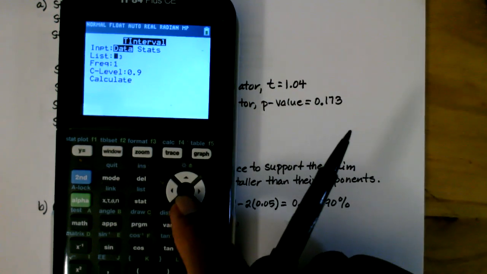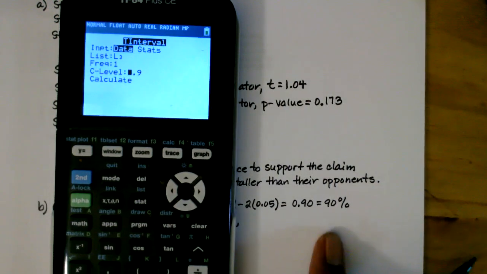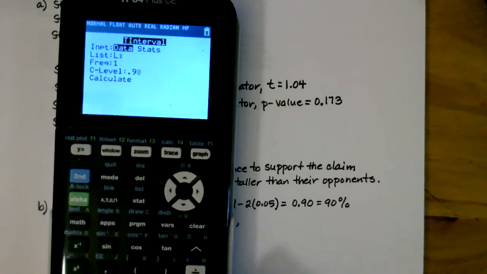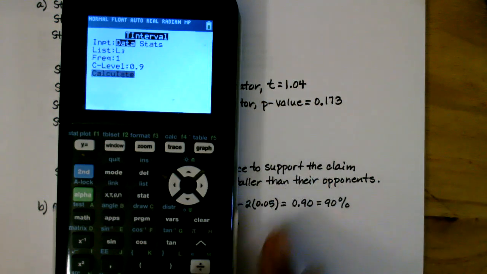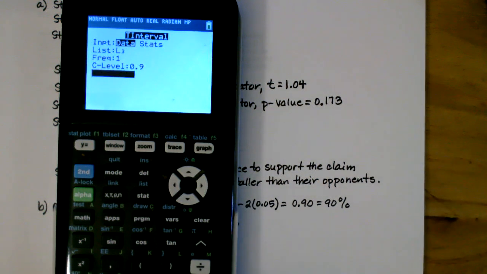We should still have L3 from the list because we're only looking at the differences here. Frequency is still going to be 1. Confidence level, 90% or 0.90. And sometimes these calculators do put 90% as a default or 0.95 as a default, whichever the case. But we want to enter that confidence level as a decimal, then click on select calculate and hit enter. And this will be your T interval.